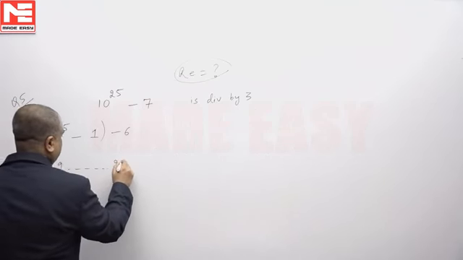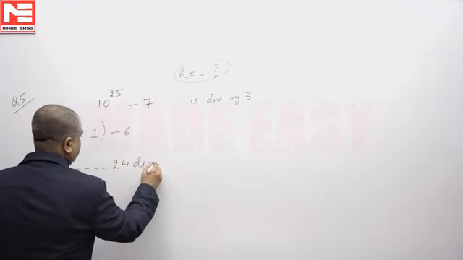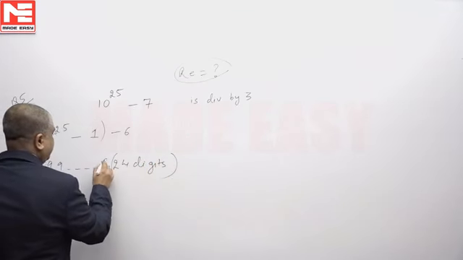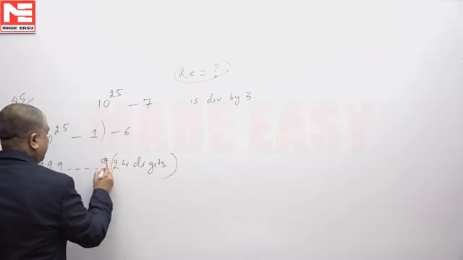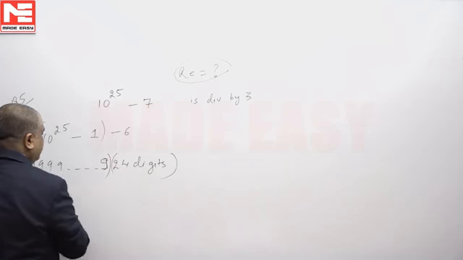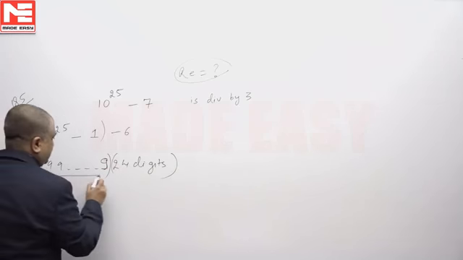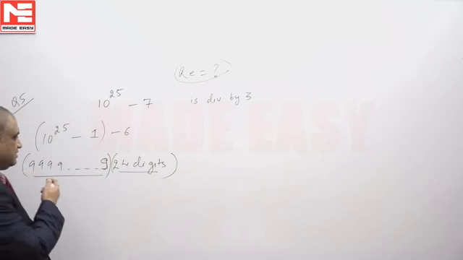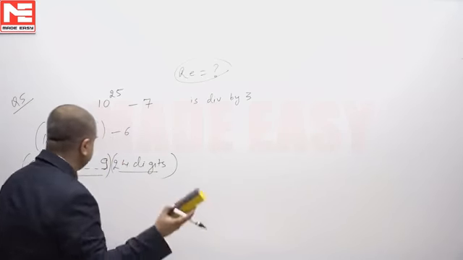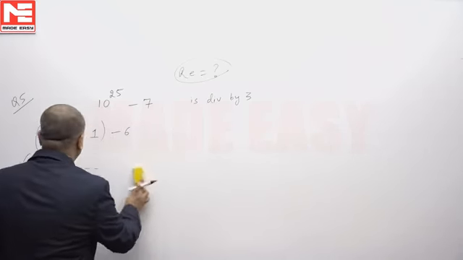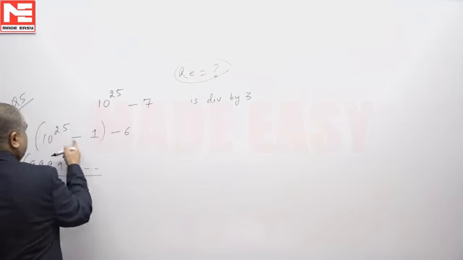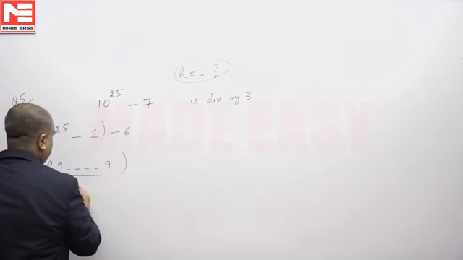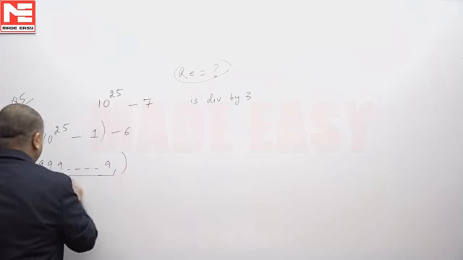10 raised to the power 25 minus 1 will be 9999... How many digits will be there? There will be 24 digits in it, all 9s. So 10 raised to the power 25 minus 1 will be 999 with 24 digits.